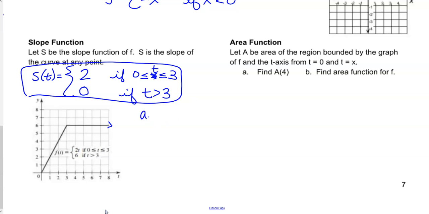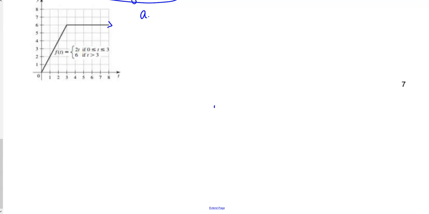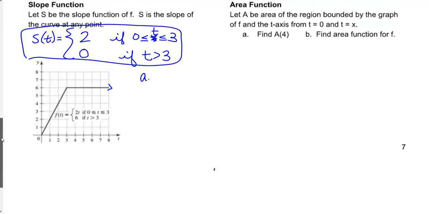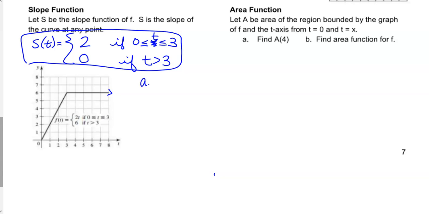Okay, so the last part of this page is talking about an area function. With the area function, we're going to find the area of this shape that is bounded in the first quadrant. Let A be the area of the region bounded by the graph of f and the t-axis from t equaling 0 to t equaling some x along here. Okay? So we want to know what's the area of A of 4. So our t value that we ended at is 4.